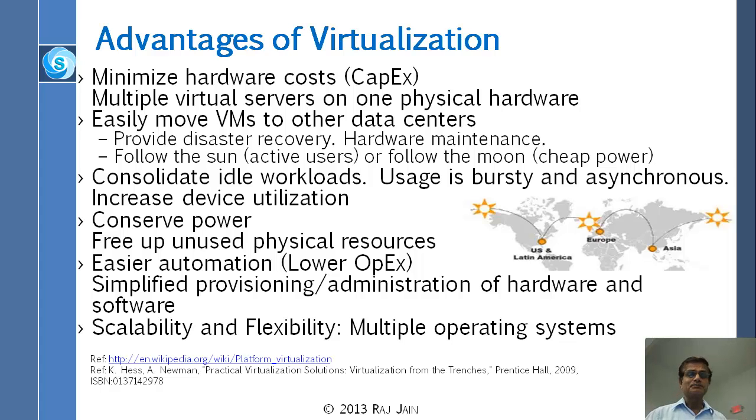Capital expenditure. Easily move VMs to other data centers. And for some reason if you have to move one VM, you can move it easily. And you can do disaster recovery. If something happens to the main data center, you can go to some other place.